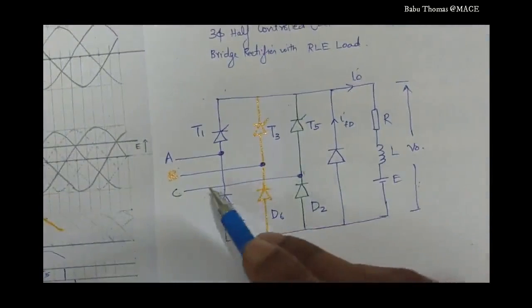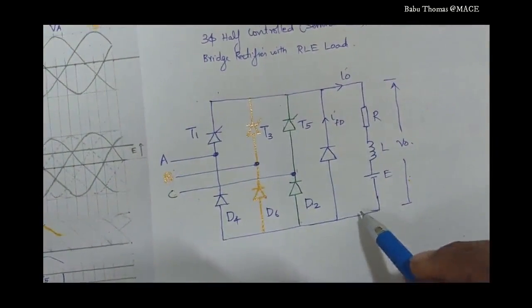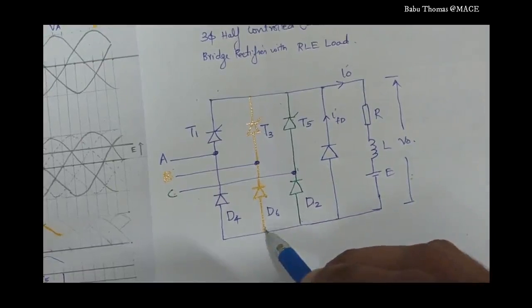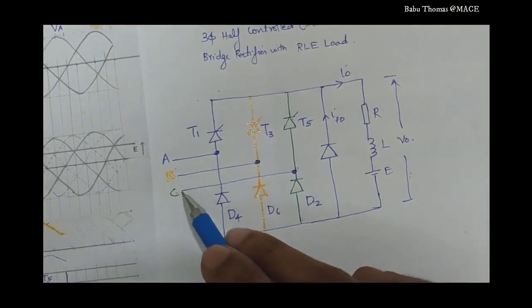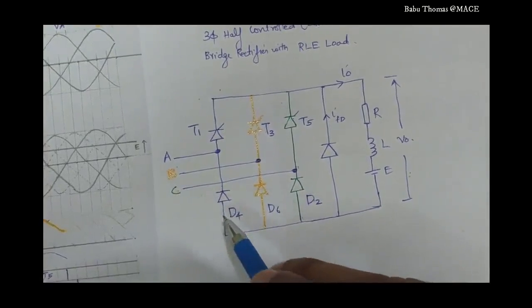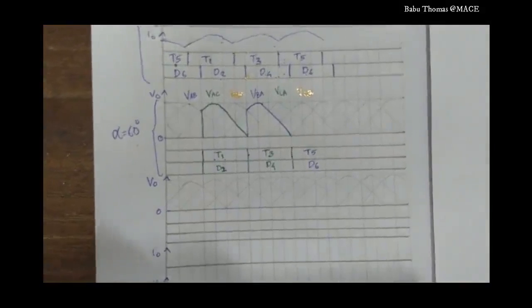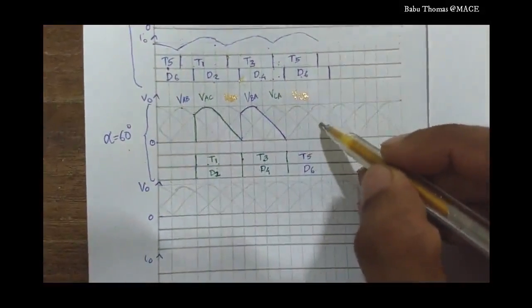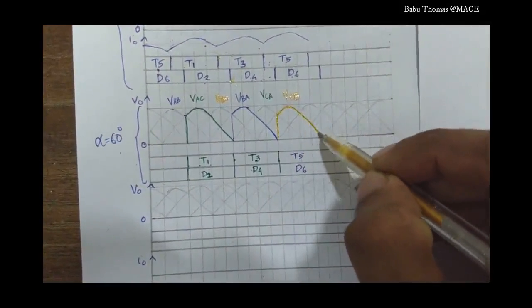When T5 and D6 are conducting, we will see it from here. It is point C, T5, RLE, then D6, then to the point B. So the voltage VCB is the voltage which is going to appear across the load. That VCB we are going to plot now. This is the corresponding waveform of VCB. So I will plot it like this.